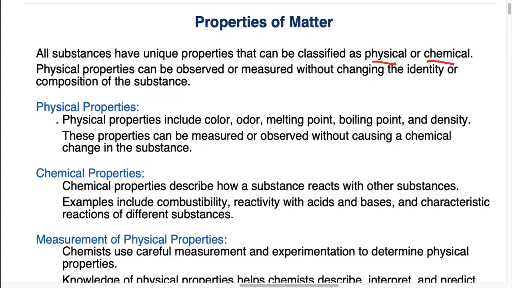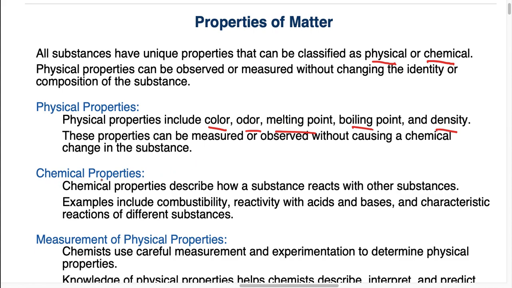Let's see physical properties. Physical properties include color, odor, melting point, boiling point, and density. So these are the physical properties of a substance. These properties can be measured or observed without causing a chemical change in the substance. So we can say that if we want to measure the physical properties of a substance, we don't have to change its identity, and we don't require any chemical changes to observe or measure its physical properties.